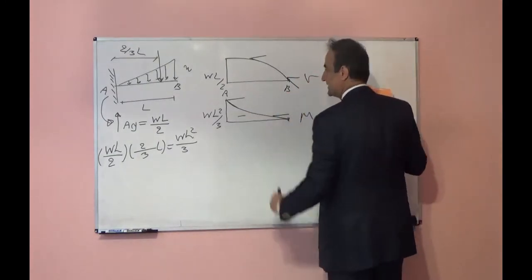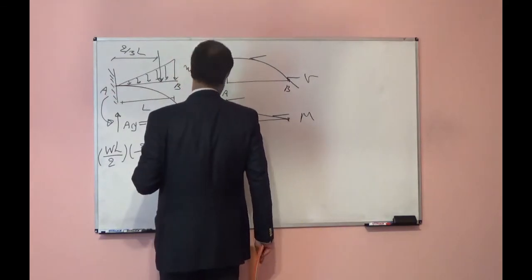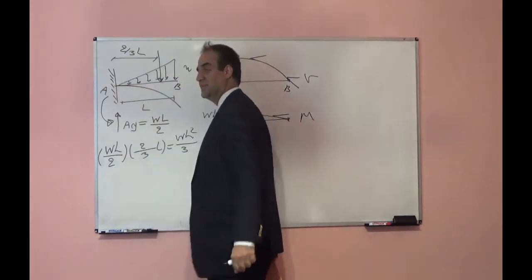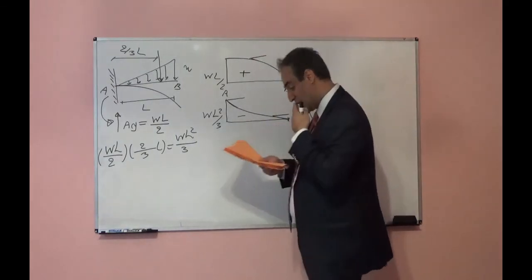Moment will be negative because we have compression underneath of the beam. Compression underneath of the beam means negative moment. Shear will be positive.